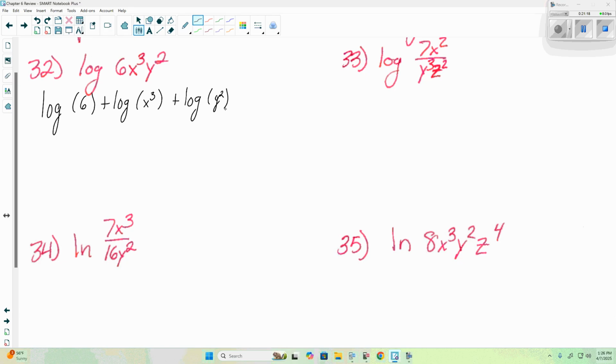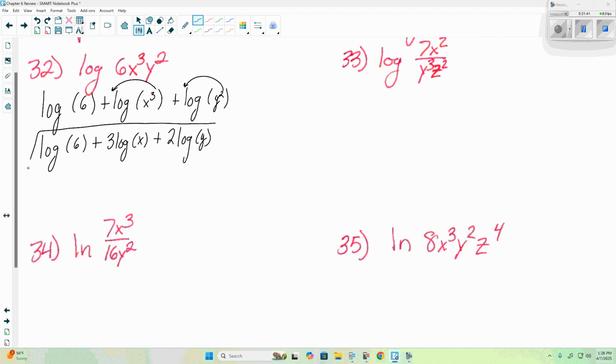Power property says that we take the exponent and move it to the front. 6 doesn't have an exponent, but x cubed does, so the 3 is going to move to the front. Log of y squared, the 2 is going to move to the front. Log of 6 is the same, plus 3 log of x, plus 2 log y. That's it.